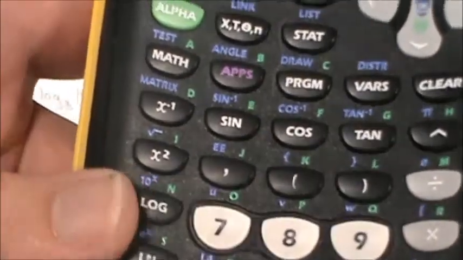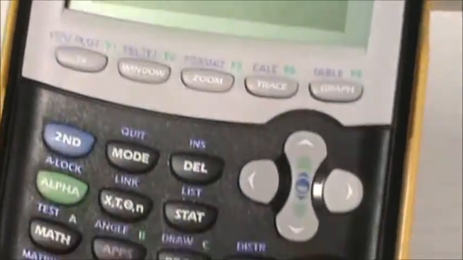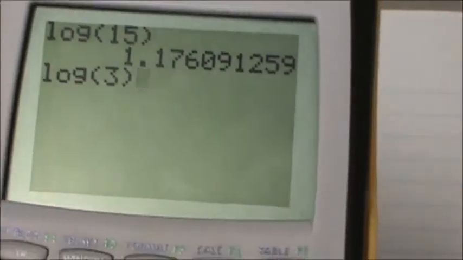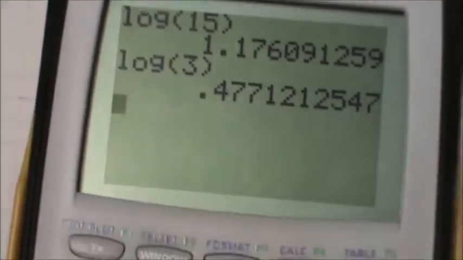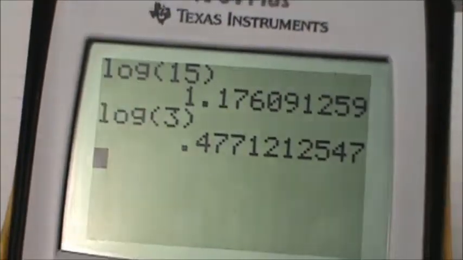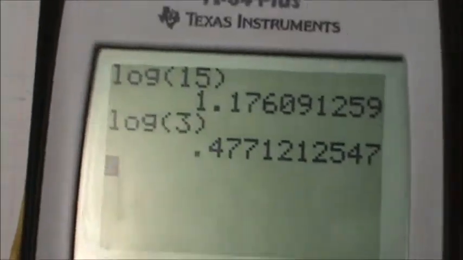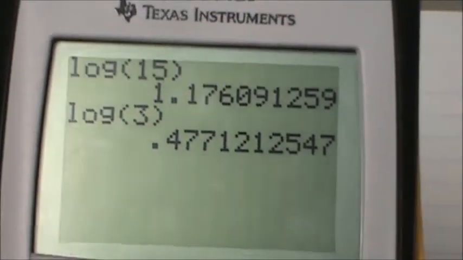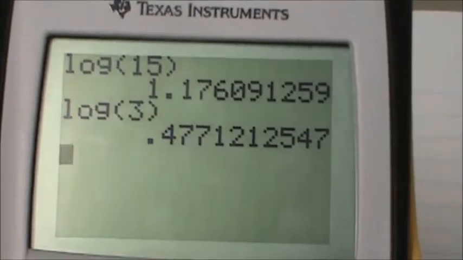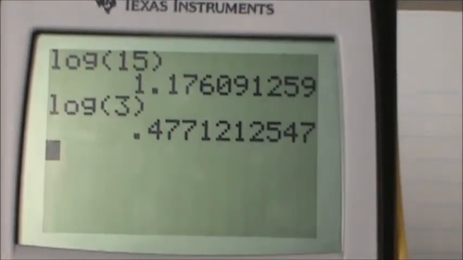And then likewise you can do the same for log of 3. Log, the parentheses will automatically open, and just hit 3, close the parentheses, and hit enter, and you should get those two values. So log of 15 is about 1.176091259, and log of 3 is equal to 0.47712125547. For our purposes, we're just going to be rounding these to 4 decimal places. So log of 15 will just be 1.1761, and log of 3 would just be 0.4771.